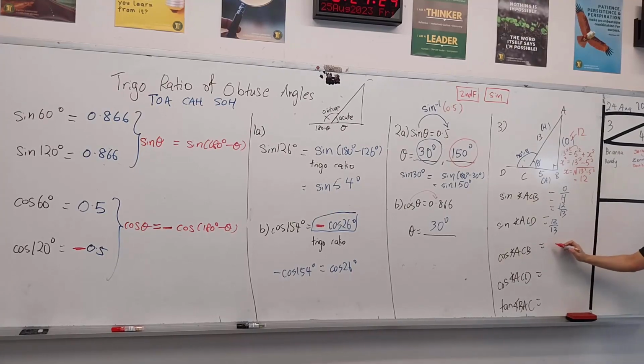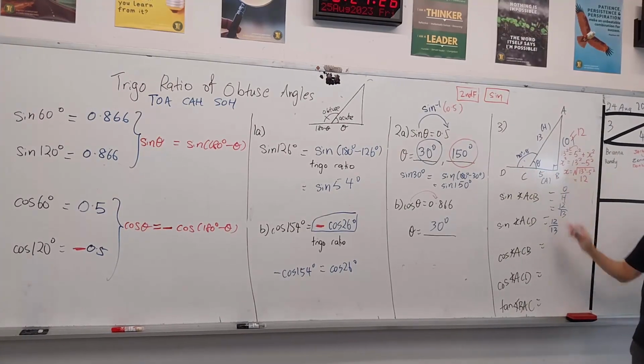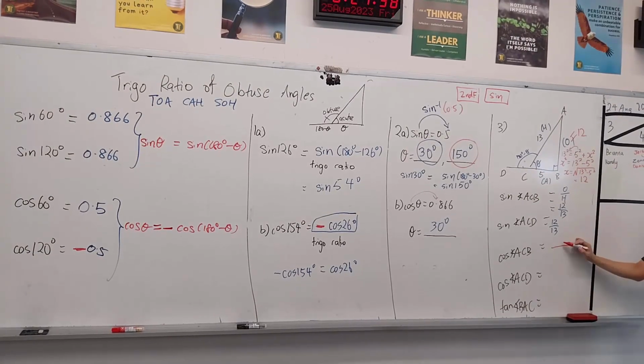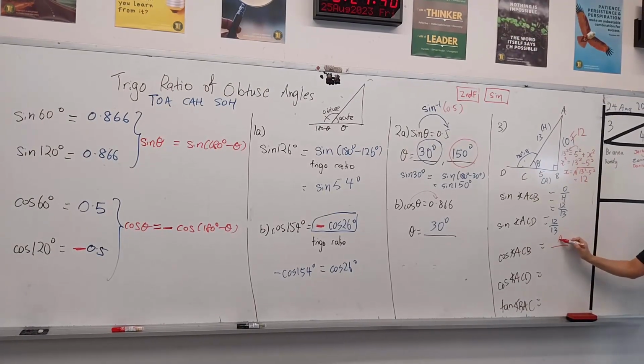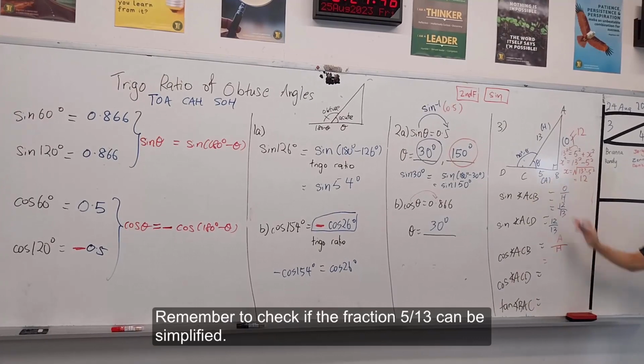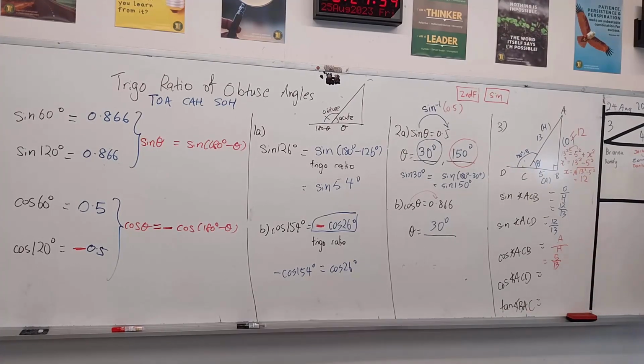Now, ACD cosine. What is the ratio? You can do it. Come. It's adjacent over hypo, right? Adjacent over hypo. What is the adjacent value? 5. And the hypo value? 13. I hope you don't find that this is something new. You have done this a few times, right?